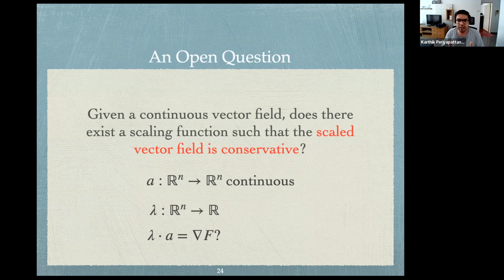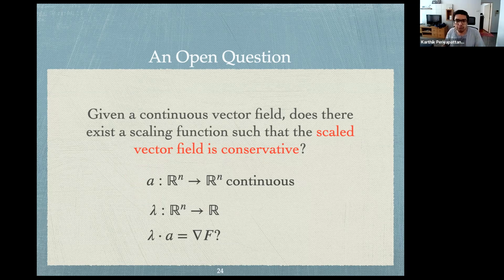It's a very open, and possibly a very generic question to ask because there is no additional structure that we have except for continuity. Regularity only implies continuity of A. But given any A which is continuous, is this possible? Can we find a scaling which will make it conservative? This is something which mathematicians also have been struggling with, and they have not yet found a solution to this.